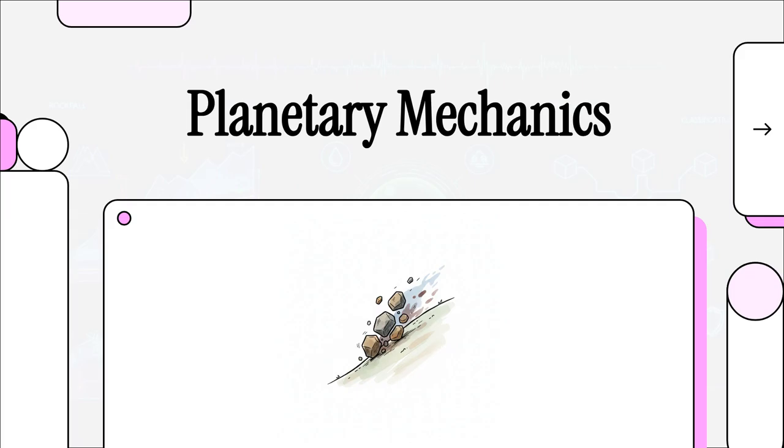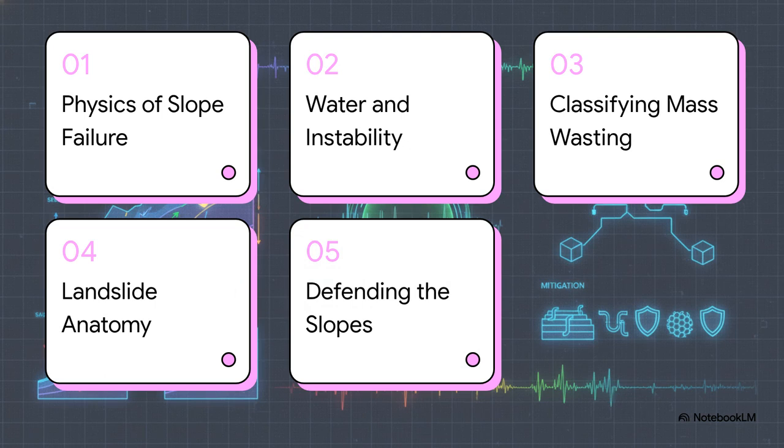And honestly, understanding the science behind it is absolutely vital for anyone living near a hill, a mountain, or a coastline. So, here's our agenda for today. First, we'll break down the physics of slope failure. Second, how water triggers instability. Third, classifying mass wasting events. Fourth, identifying landslide anatomy. And finally, mitigation, or defending the slopes.